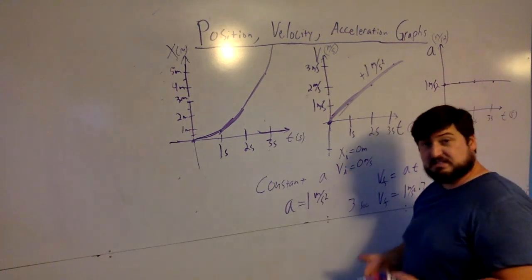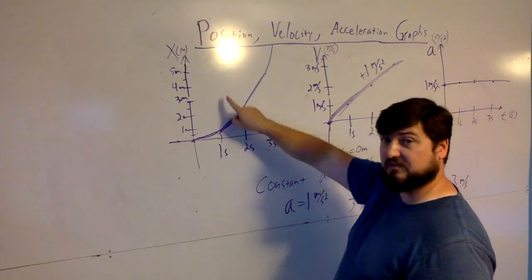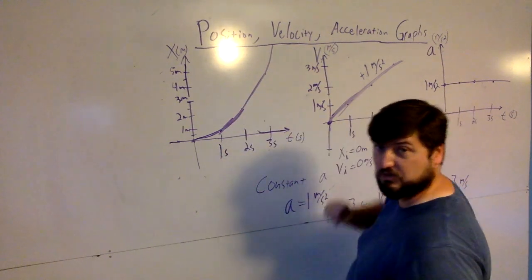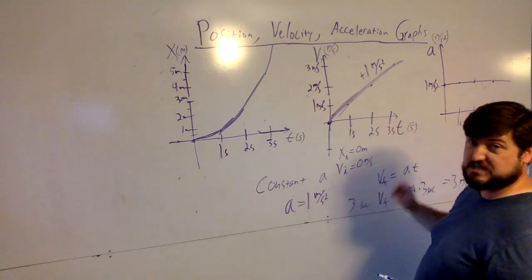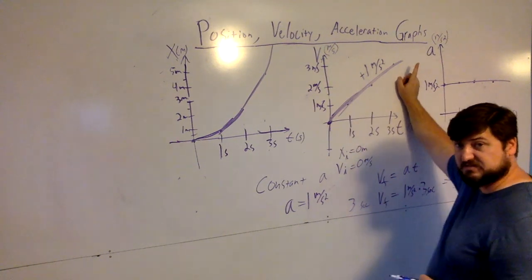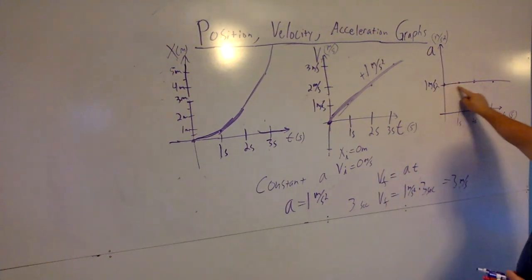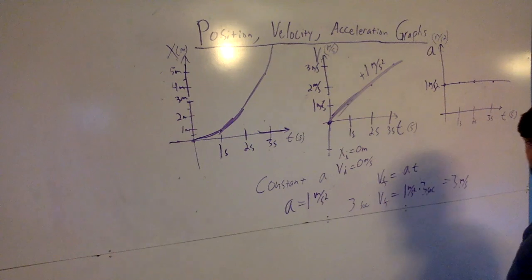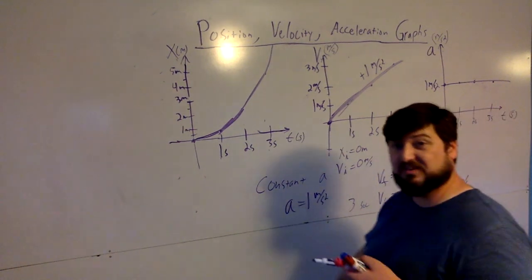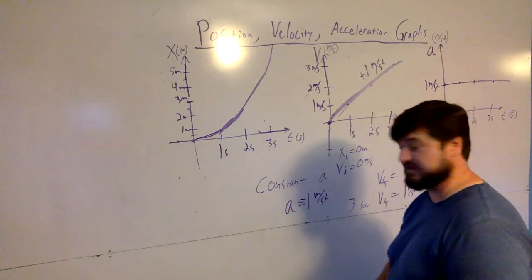So what does a constant acceleration look like? On a position versus time graph, a constant acceleration looks like that exponential curve. On a velocity versus time graph, a constant acceleration looks like a nice sloping line with a consistent slope. On an acceleration versus time graph, a constant acceleration looks flat. Okay? What would it look like if it had negative acceleration? If it was a minus 1 meter per second squared?